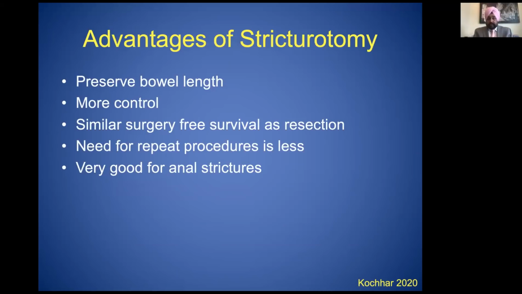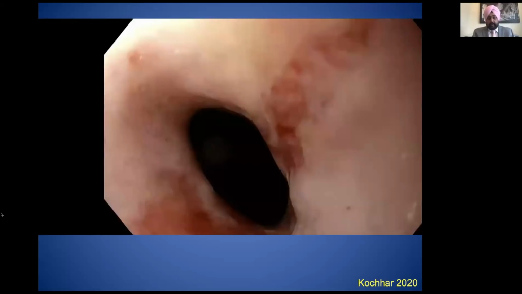Now we know it's a similar surgery-free survival as resection. And I think it is very, very good for anal strictures. Anal strictures have always been very hard to manage. We either recommend patients do self-dilatations or we do balloon dilatation. Repeated self-dilatations can cause incontinence because of nerve damage. This, in my opinion, is a very big advantage.